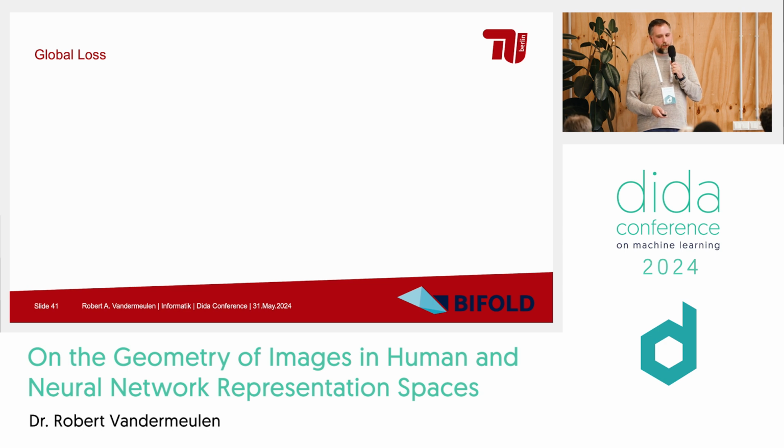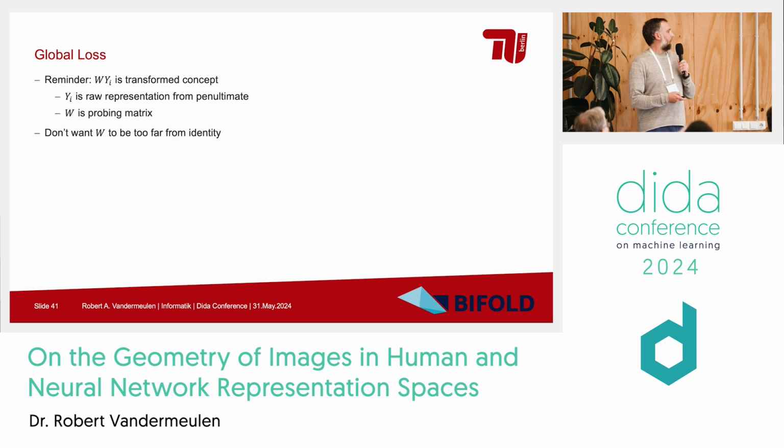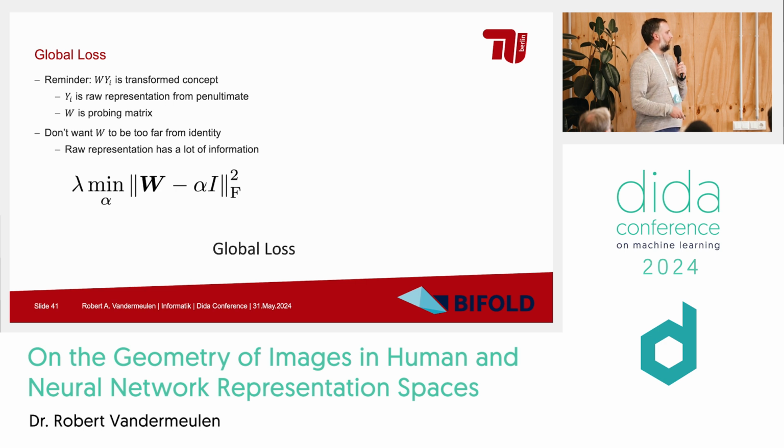Okay, so I'm going to go into the two losses now. Just to remind you, W_Y is a transformed concept, and it is now from the penultimate layer. Okay, so the first loss is we do not want W to be too far away from the identity. Basically, we would like to not change the initial concept too much, and that's a pretty easy loss to add.